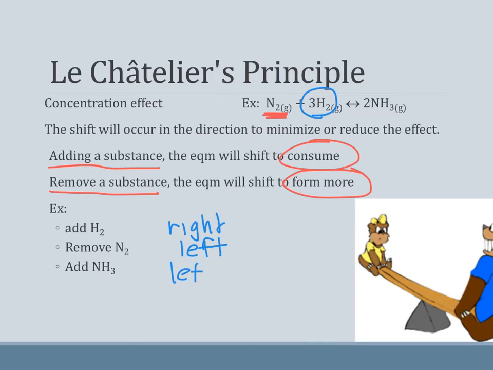Now, you will see problems on your test or in the AP exam where they are going to say, tell the direction and justify. So you need to say more than just to the left or to the right. You need to say that it shifts so that it consumes the particular substance, and because it's on the reactant side, etc. You need to use more detail than just saying it shifts to the left or to the right.